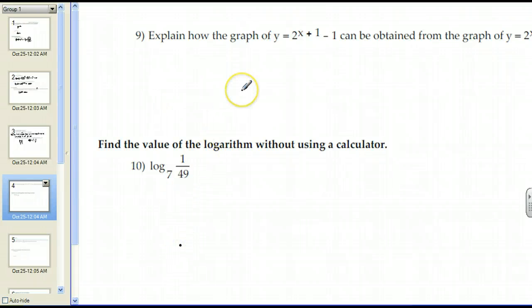Explain how the graph of y equals 2 to the x plus 1. Let's understand that all of this is the exponent. Minus 1 can be obtained from the graph of y equals 2 to the x. By the way, this is y equals 2 to the x. It's kind of off screen.